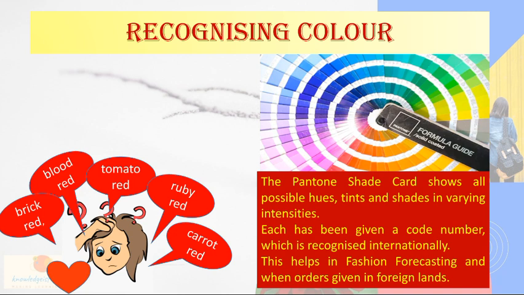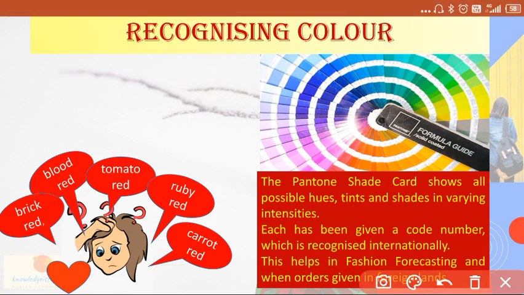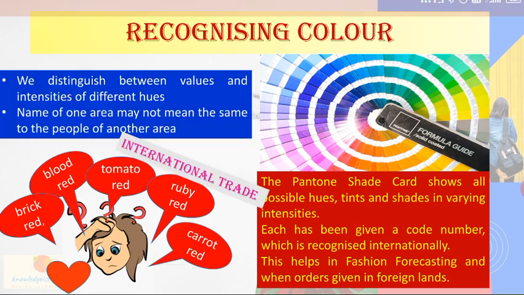The Pantone shade card shows all the possible hues, tints and shades in varying intensities. See all the shades, tints and the various intensities of the color. It's all given in the Pantone shade card. Each shade is given a different code number, and this code number is internationally recognized, so it helps in fashion forecasting and when the forecast orders are to be given in a foreign land.